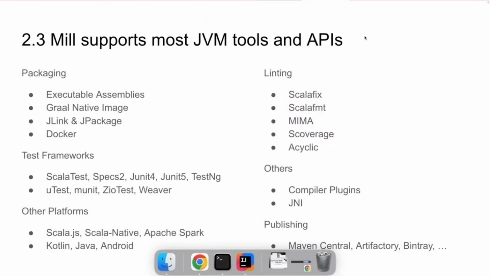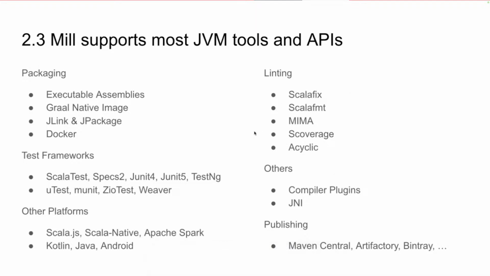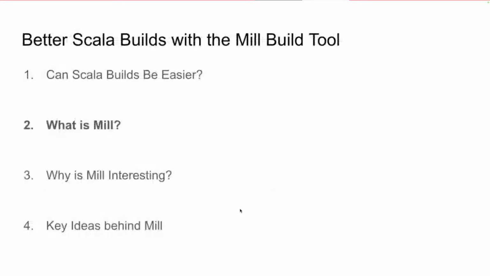So people often ask, what does Mill support? And the answer is Mill supports most of the open source projects you find out there. So things like executable assemblies, Scala native image, all the different formatters, autofix, linters, different test frameworks, and so on. It won't support all the custom things you have internally. So if you have your own custom SBT or Gradle plugins, Mill obviously won't have equivalents because we don't know about those. But at least the things that are open source on GitHub, the broad ecosystem, Mill generally has support for most of that. So that's a quick tour of Mill.